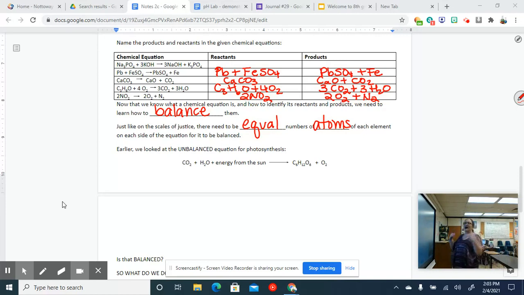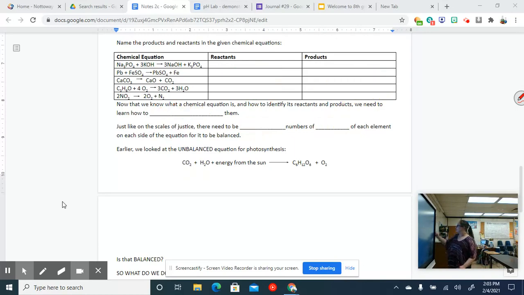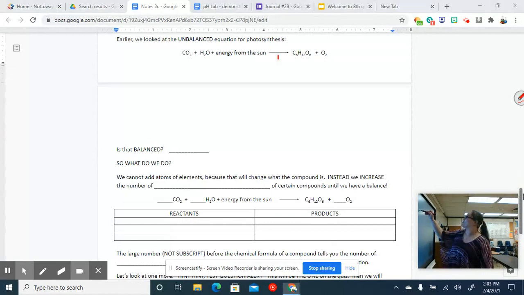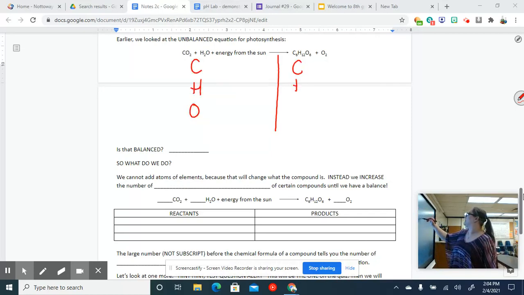So earlier, we looked at the unbalanced equation for photosynthesis. Carbon dioxide plus water, plus energy from the sun, results in sugar and oxygen. So is that balanced? Well, let's see. All right, if we draw a line there under the arrow and we write in carbon, hydrogen, oxygen, just so we can count how many atoms of each we have. Over here we have 1 carbon, 2 hydrogens, and 3 oxygens. 1 carbon because there's not a subscript, 2 hydrogens because it's H2, and O3 because there's 2 oxygens here and 1 there for a total of 3.